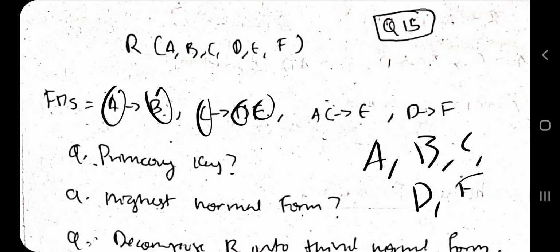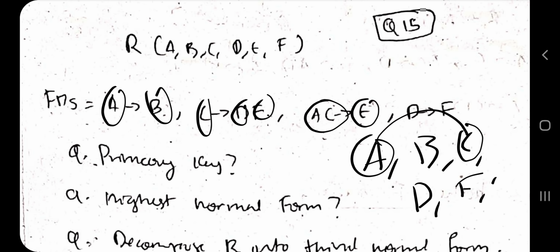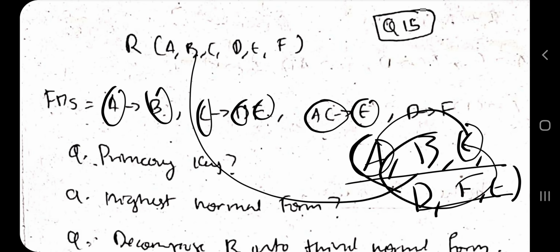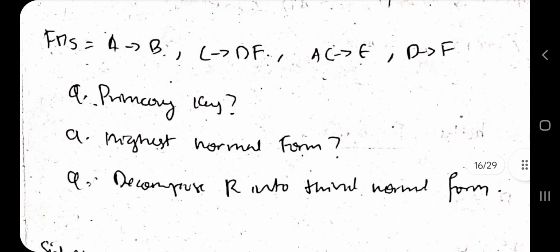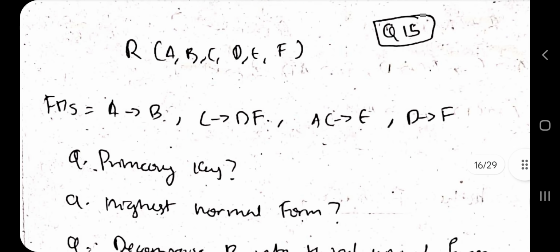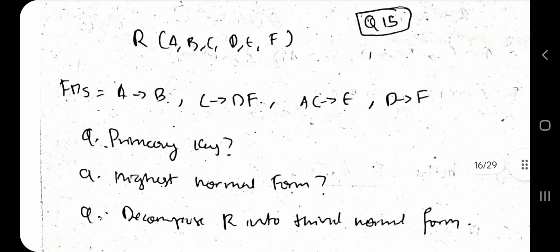I can go with E also because AC goes to E and I have AC already here. So AC goes to E. I will be writing E here as well. Okay, so I got all the letters which are present in the main relation. Therefore, from taking AC as the key, AC is the primary key. That's all. Highest normal form. What is the first normal form? First normal form is there should be no multi-valued.